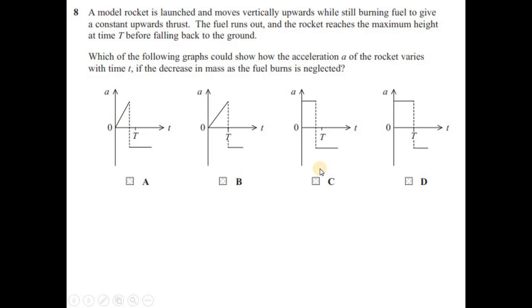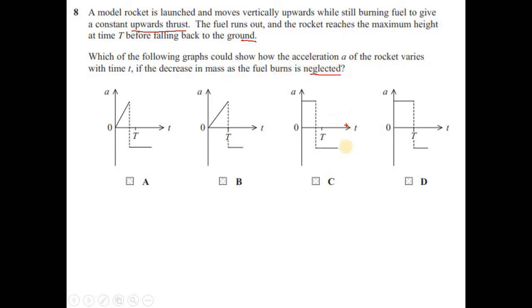Question number 8. A model rocket is launched and moves vertically upward while still burning fuel to give a constant upward thrust. The fuel runs out and the rocket reaches the maximum height at time t before falling back to the ground. Which of the following graphs could show how acceleration a of the rocket varies with time if decrease in mass as fuel burns is neglected?